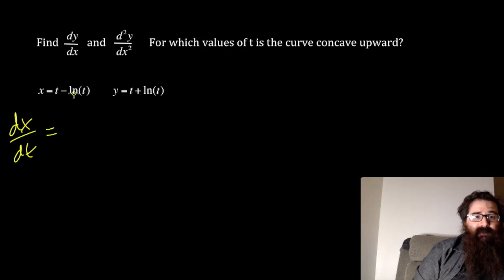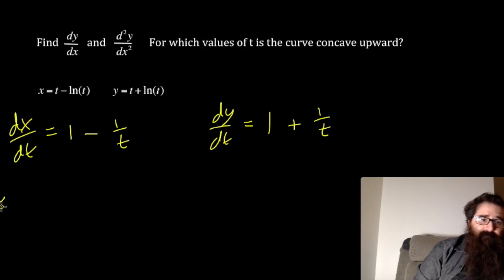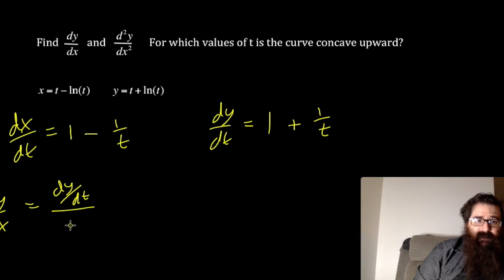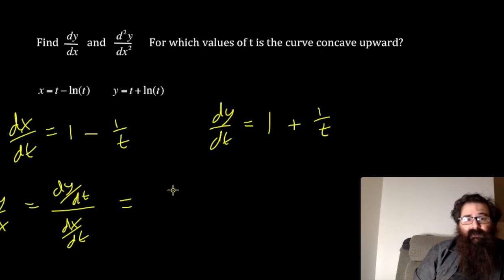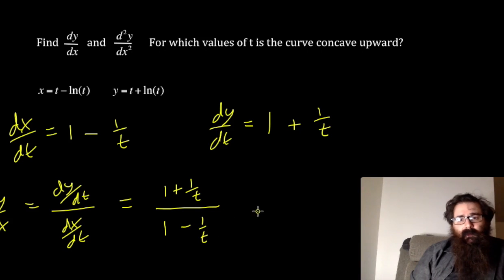Derivative of x with respect to t: derivative of t is 1, minus derivative of ln t is 1/t. And then finding dy/dt: derivative of t is 1, plus derivative of ln t is 1/t. And remember, we can find dy/dx by just assembling dy/dt divided by dx/dt. So we'd say, well, dy/dt is 1 plus 1/t, divided by dx/dt, which is 1 minus 1/t.